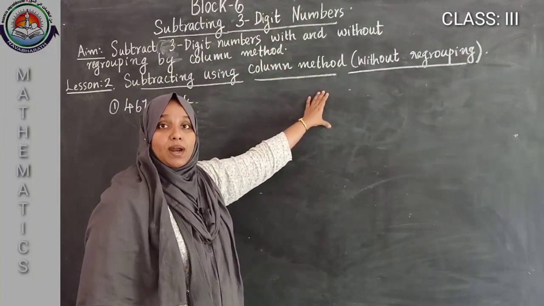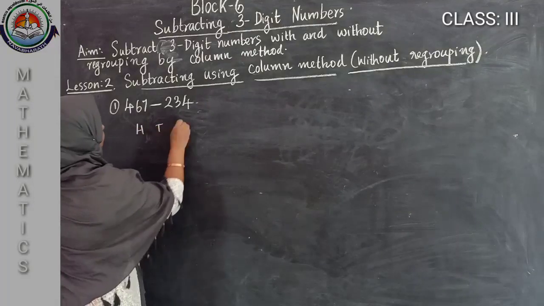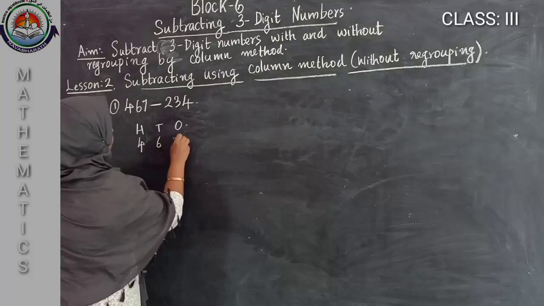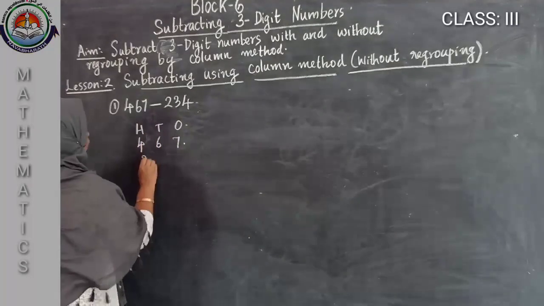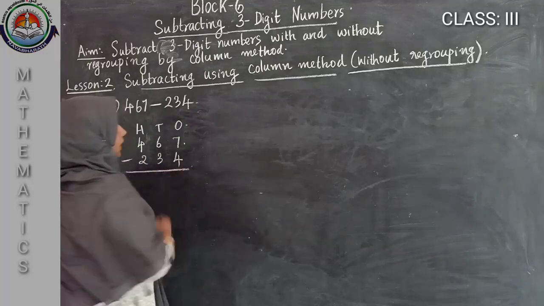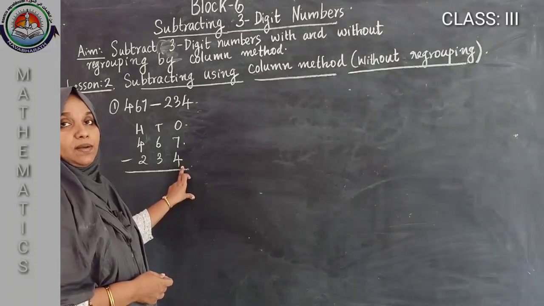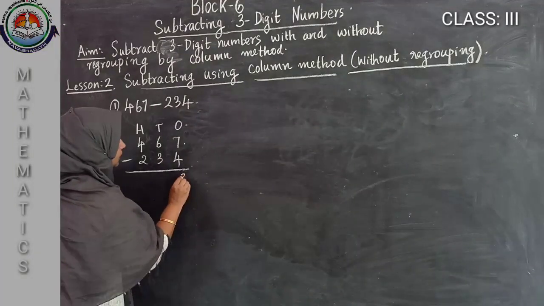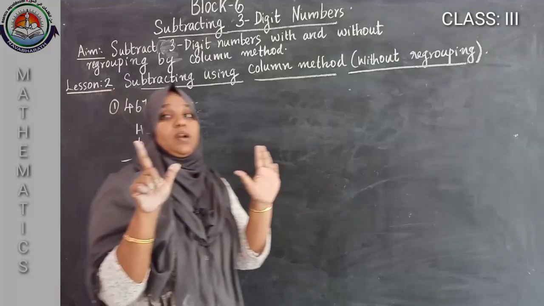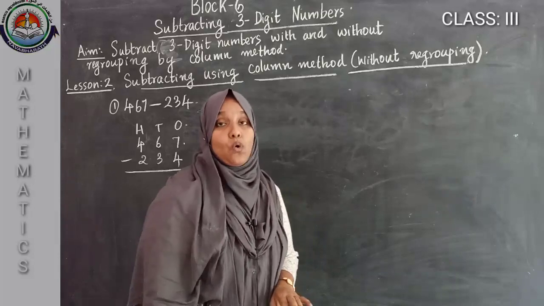So we have to write the hundreds, tens and ones digits in separate columns. So we have 4, 6, 7 and here 234, and we can subtract it. 7 minus 4 is what, children? It is 3. How can we find out? Take 7 on your fingers and fold 3, then we get 4.